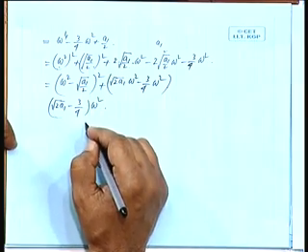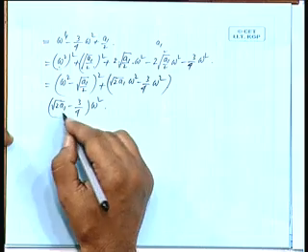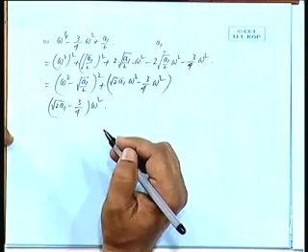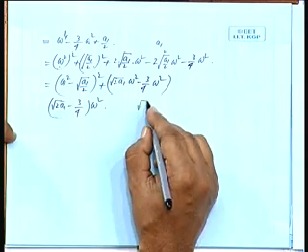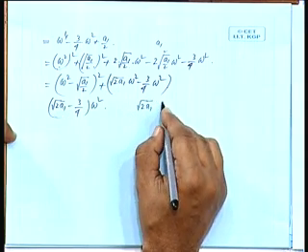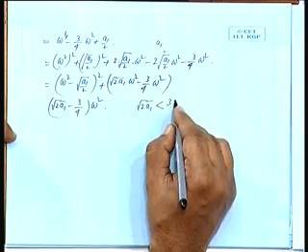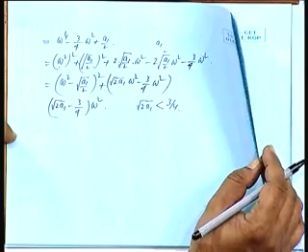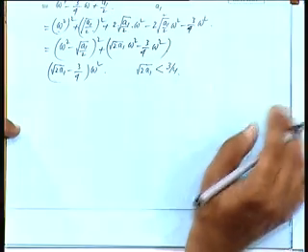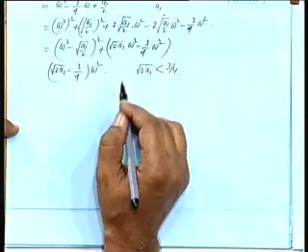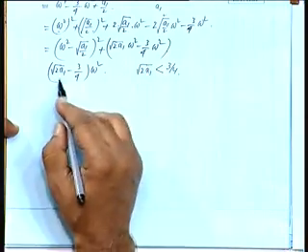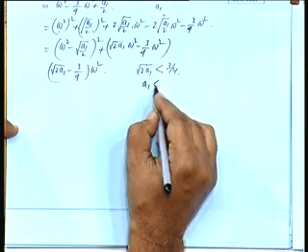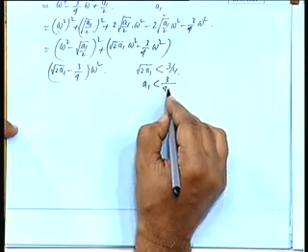This can become negative if 3 by 4 is greater than this term. That is, if root 2 a1 is less than 3 by 4, this may be negative, is it not? So, it may become negative sometimes if this is a condition. So, a1 is less than 3 by 4 root 2.